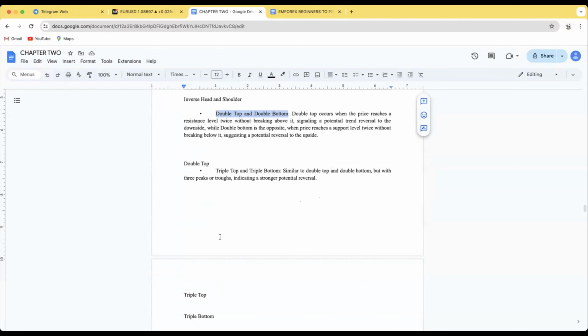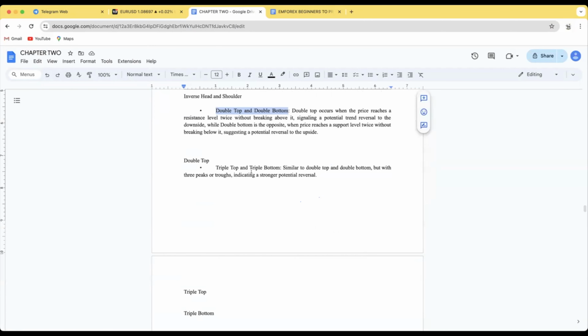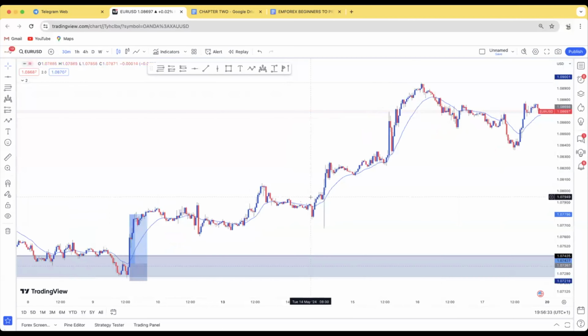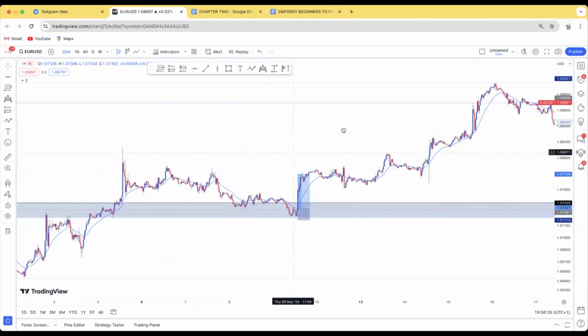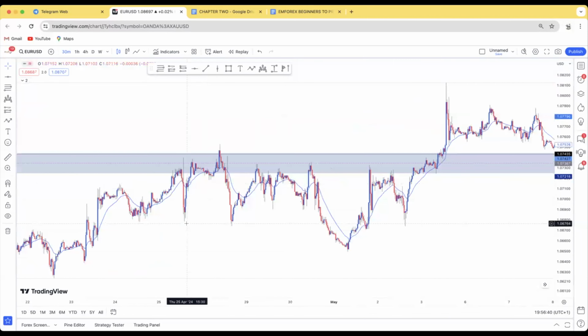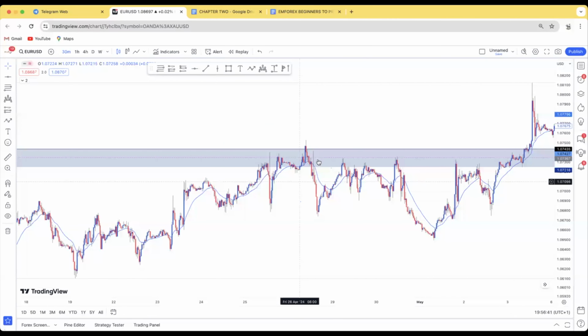Now the triple top and triple bottom are similar to the double top and double bottom, but with three peaks or troughs, indicating a stronger potential trend reversal. I just showed you they are similar, very, very similar to the double top. But this time around, it has 3 tops or 3 bottoms. You can see them here, 1, 2, 3, or 1, 2, 3, as the case may be.